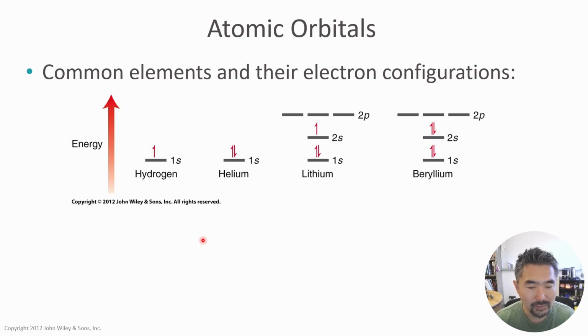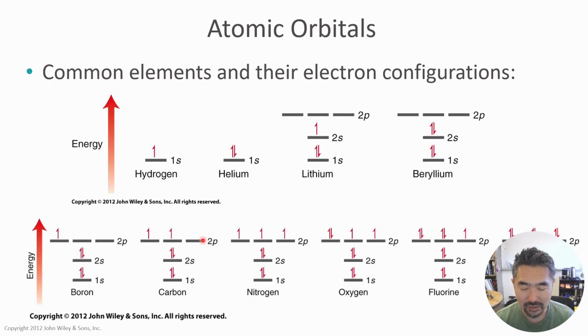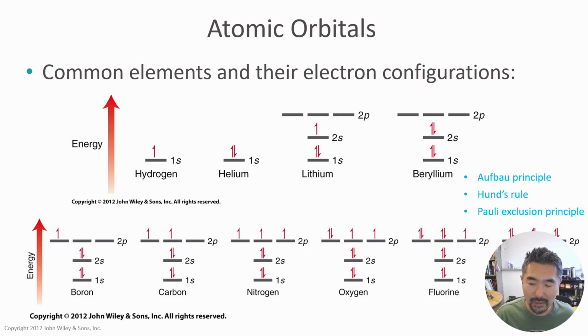And you guys probably remember filling out these electron configuration diagrams, right? As you go from hydrogen to, say, neon, which is hidden by my big face, you have to follow these principles. Hopefully you remember them from Gen Chem, and if you don't, I would encourage you to go look them up.